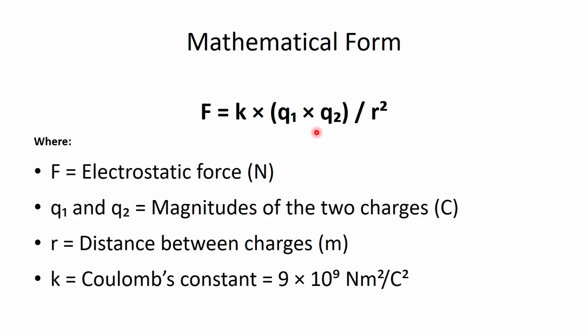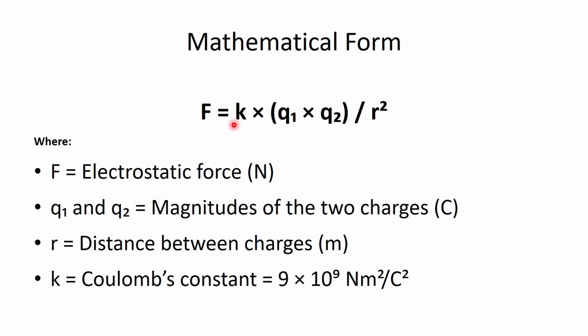And R is the distance between these two charges. K is Coulomb's constant, which is equal to 9 into 10 raised to the power of 9 Newton meter square per Coulomb square. So this is the unit of K. If you forget this value, you can also derive this unit from this formula if you remember this formula.